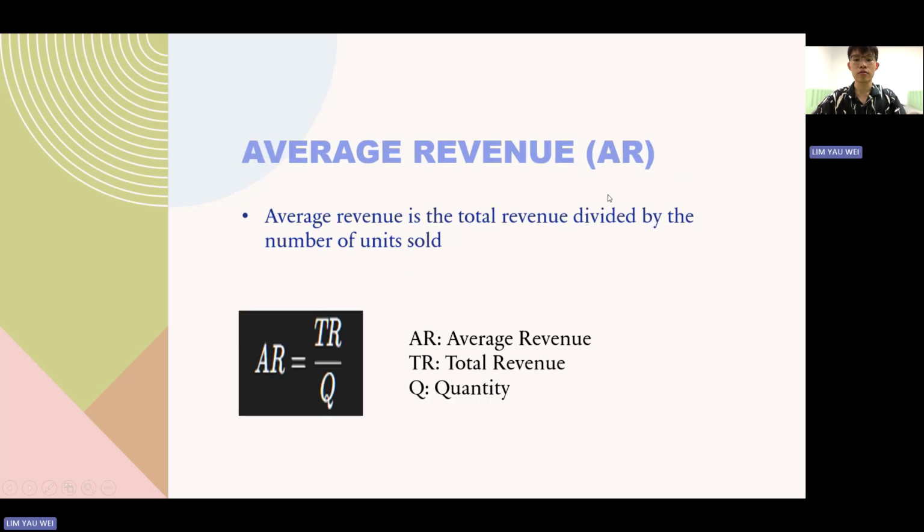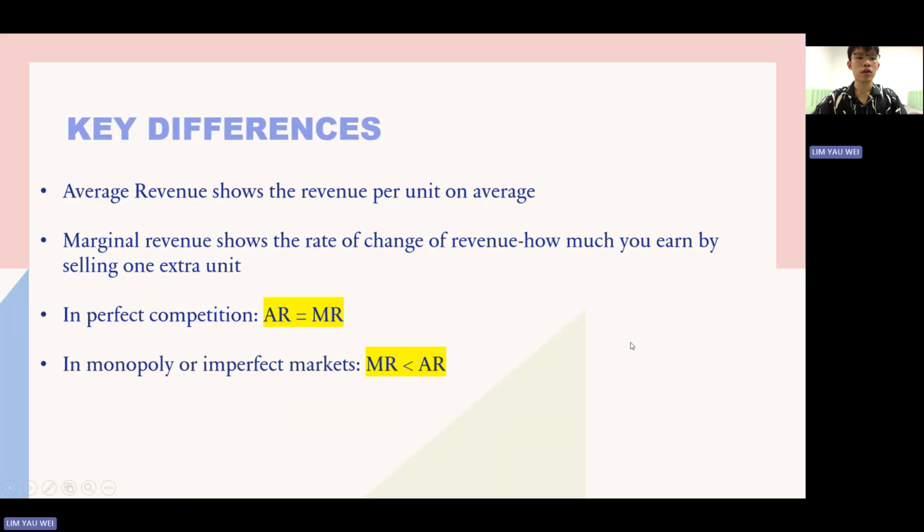Second is the average revenue. It is the total revenue divided by the number of units sold. AR stands for average revenue, TR for total revenue, Q for quantity. So we can get the average revenue. The key differences are two. First, average revenue shows the revenue per unit on average. Second, marginal revenue shows the rate of change of revenue, how much you earn by selling one extra unit.